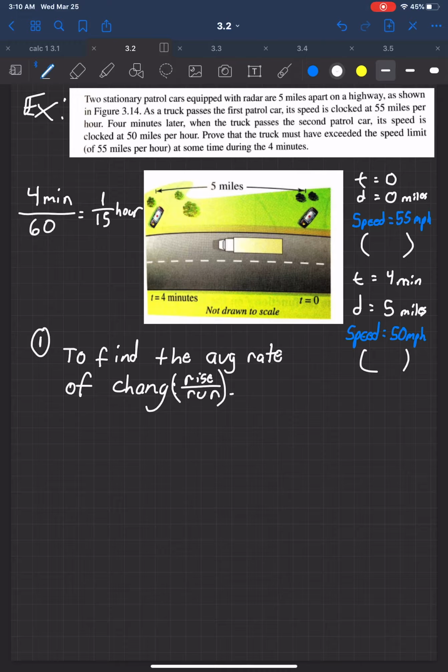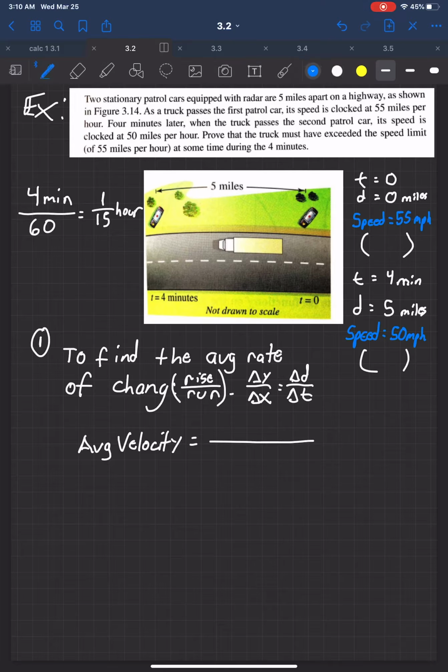Okay, so let's set up the formula for the average velocity. How would that look? So the average velocity, like I said, is going to be the rise over the run. Only in this case, instead of delta y over delta x, because we're dealing with time and distance and speed, it's going to be delta d, distance, over delta t. I hope that makes sense. The change in distance divided by the change in time.